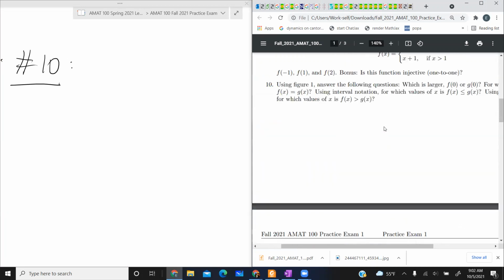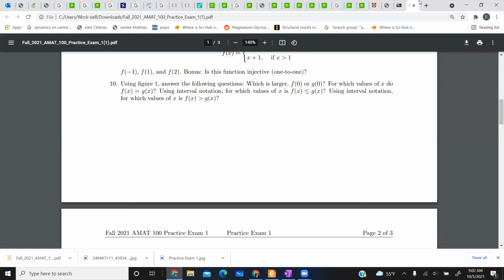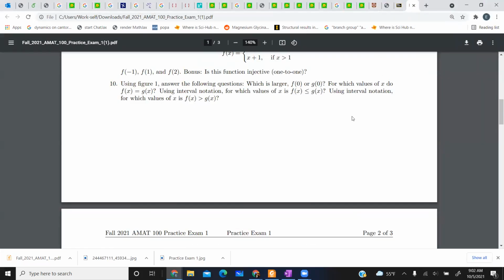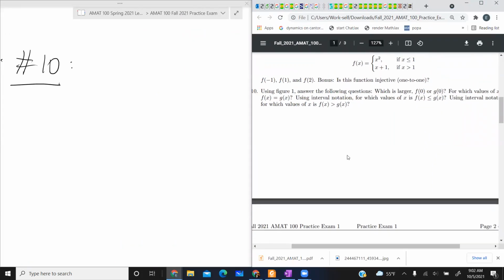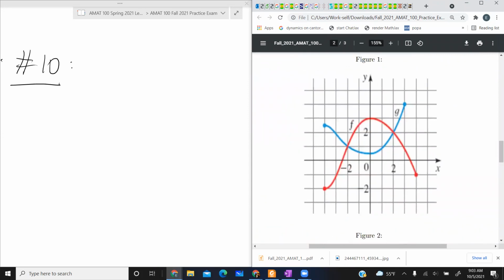So the problem is we want to determine, I need to make a copy of this actually. Then I need another one. So let's look at the graph. So here's the graph, and we want to determine some information. We have the graph of f and the graph of g, and we want to determine some information about the two functions based on the graph. So f is the red curve, and g is the blue curve.